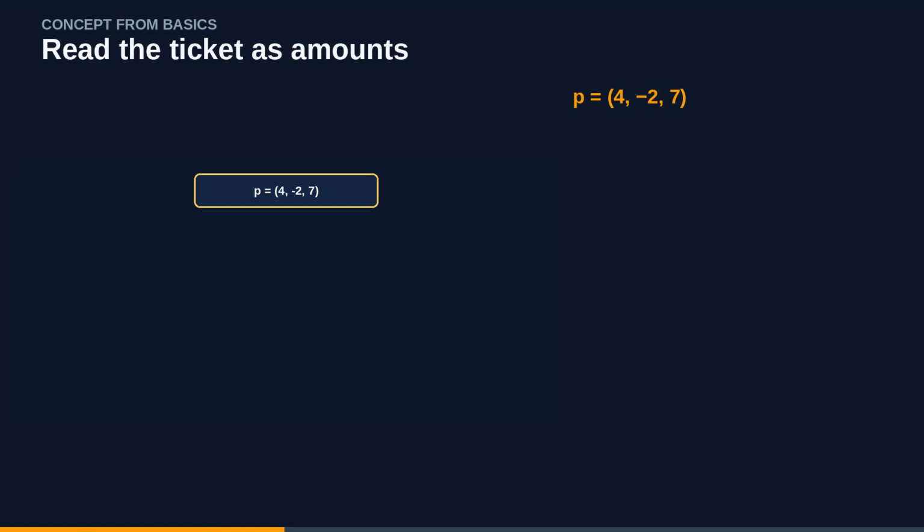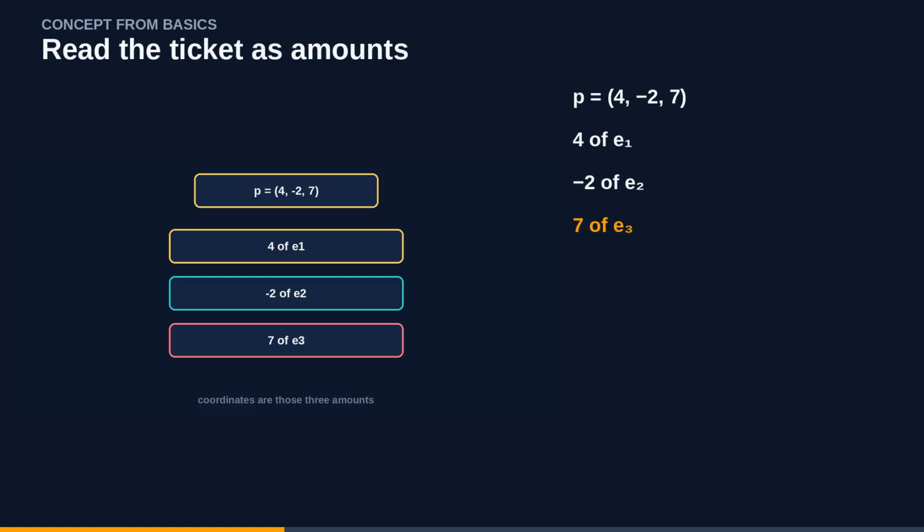Now read the ticket. P equals (4, -2, 7) in the standard basis means 4 copies of E1, negative 2 copies of E2, and 7 copies of E3. The coordinates are those three amounts. That is the plain language meaning of the list, before any slot arithmetic.